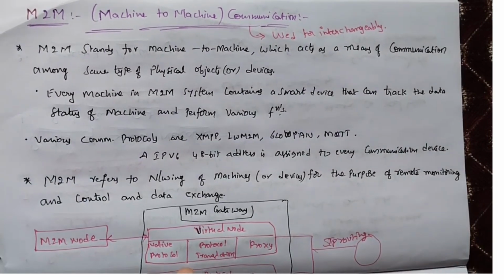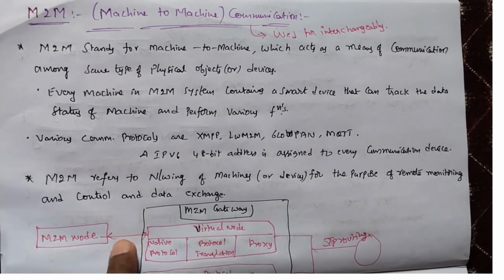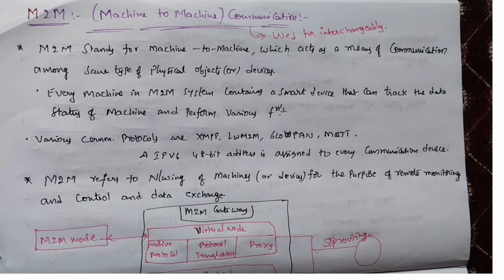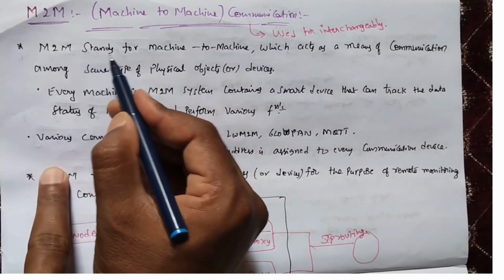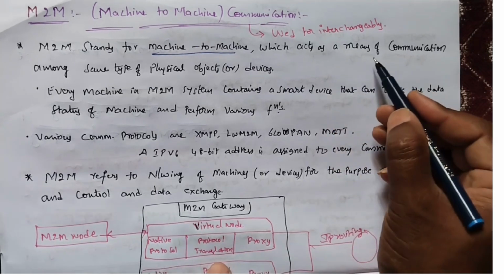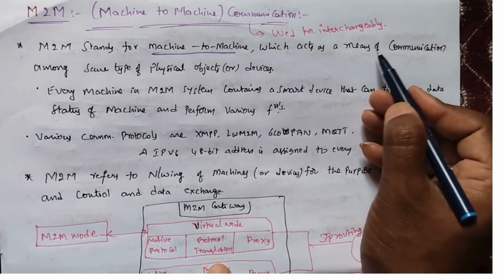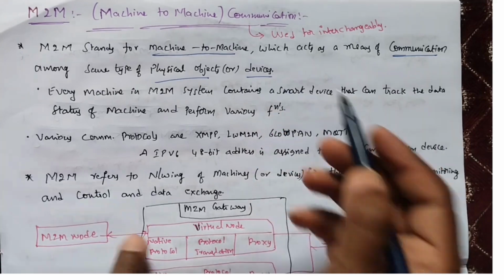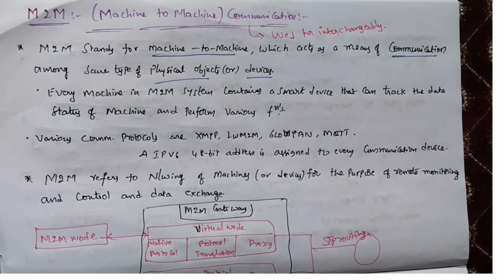In today's class we'll discuss machine to machine communication in the subject of fundamentals of IoT. Here, what is the M? M is nothing but a machine, and the other M is another machine. M2M stands for machine to machine communication, which acts as a means of communication among physical objects or devices. Very simply, the communication between one device and another device is called M2M.